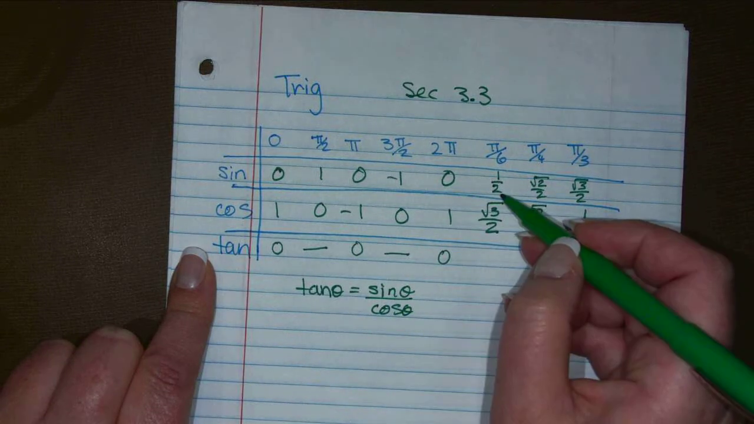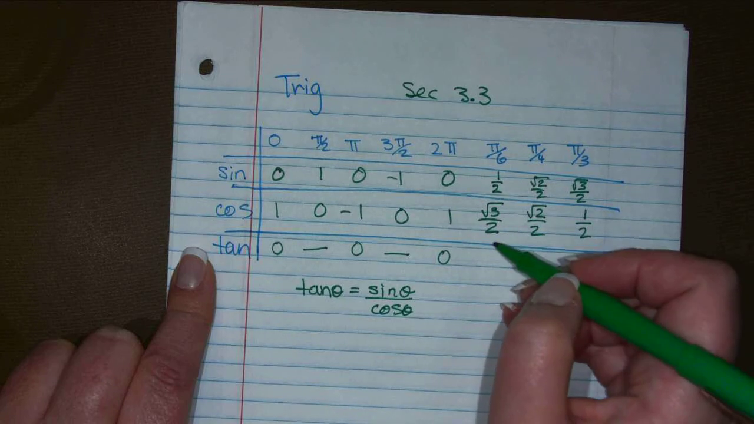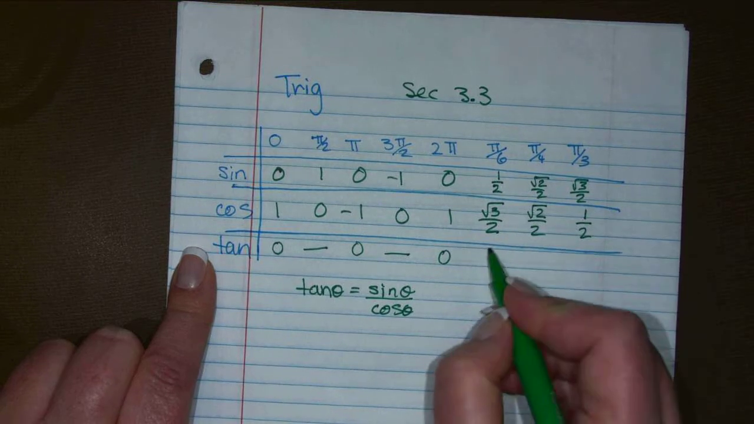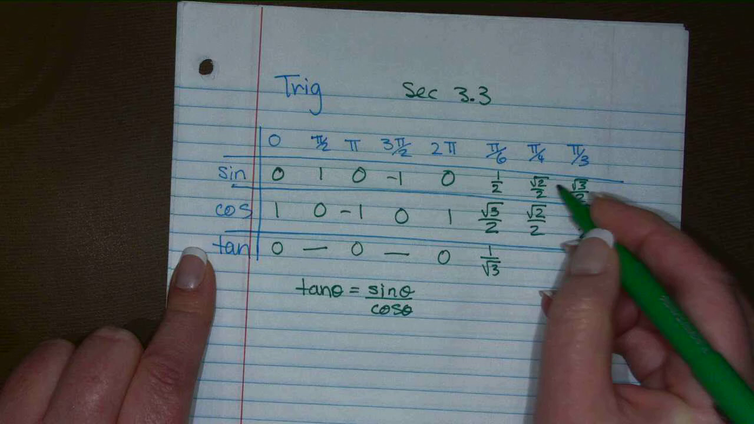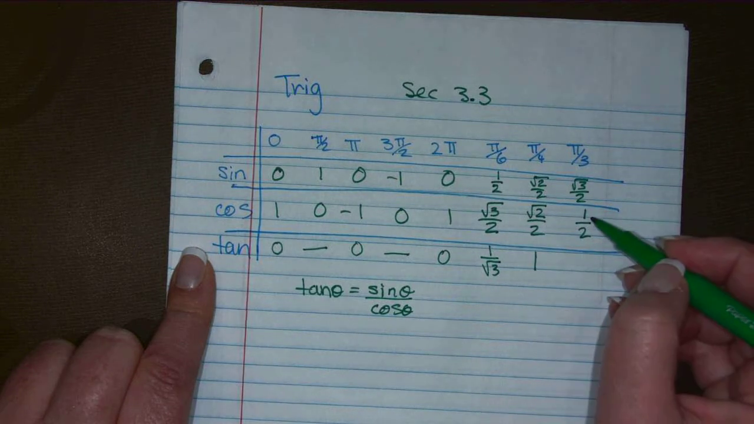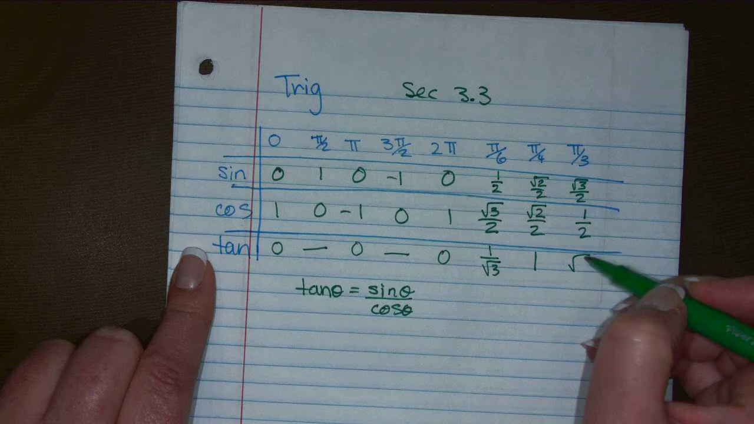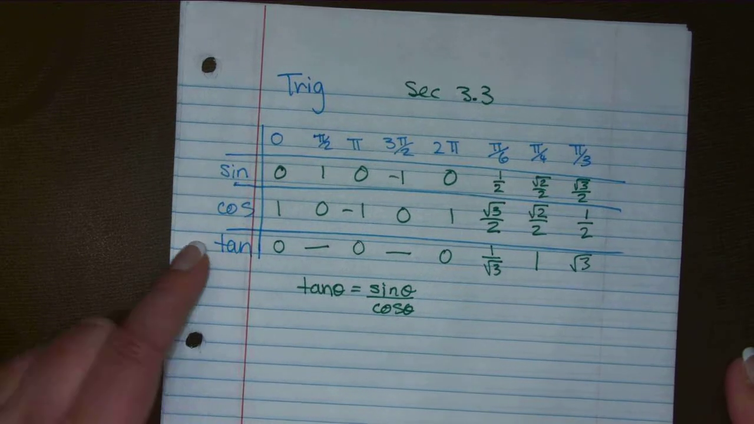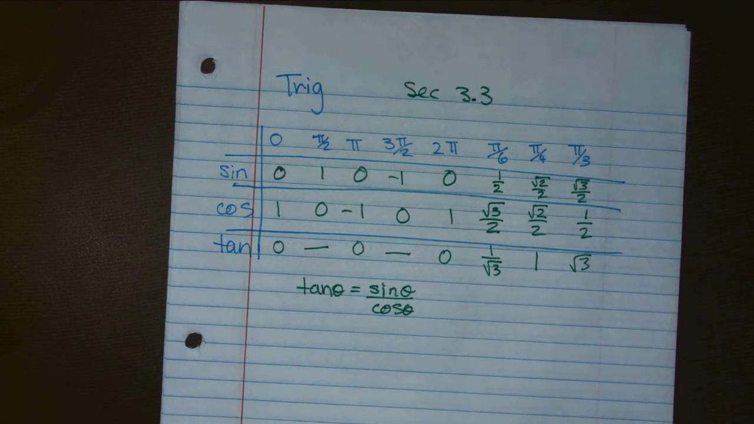Now remember what I said last class, when the 2 is the same on top and bottom they cancel, so we've got 1 over root 3 here. Root 2 over root 2, just 1. And root 3 over 1 is just root 3. Okay, now we've got those all memorized and we're all good.